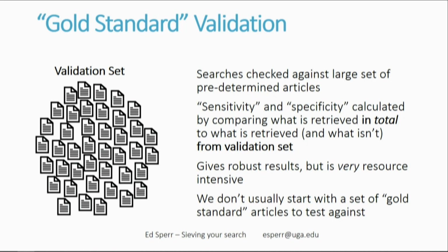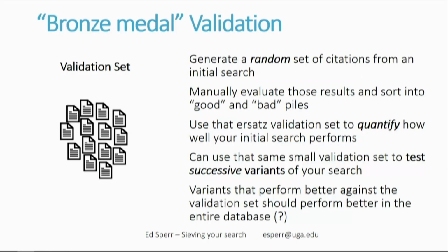Certainly if we're building a new hedge, we take the time to figure out what that validation set might be. But when we're doing a search from scratch, even a complicated search like a systematic review, that's oftentimes not the case. We don't have this tool available to us. So what I propose instead is something I like to call bronze medal validation.